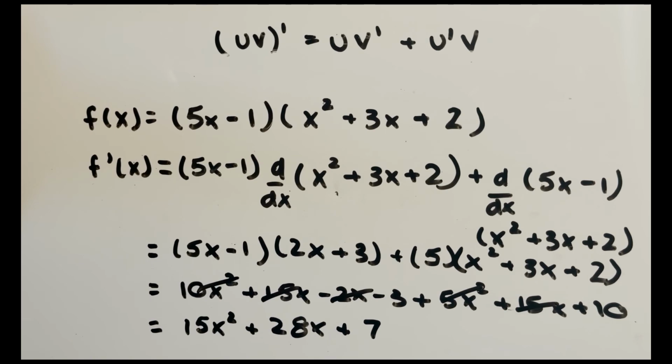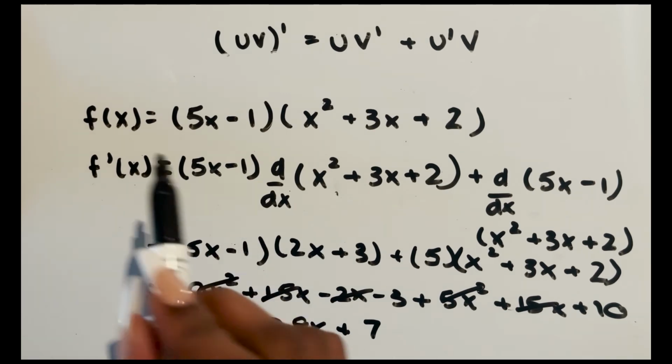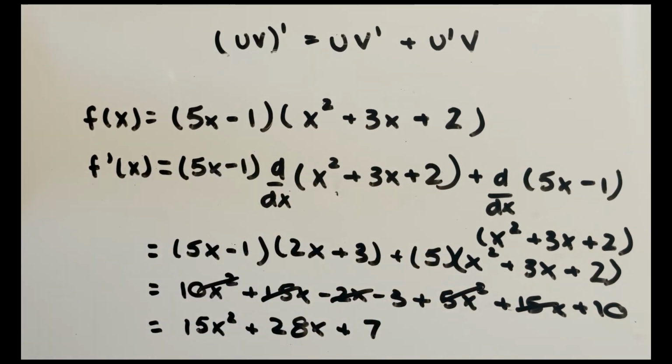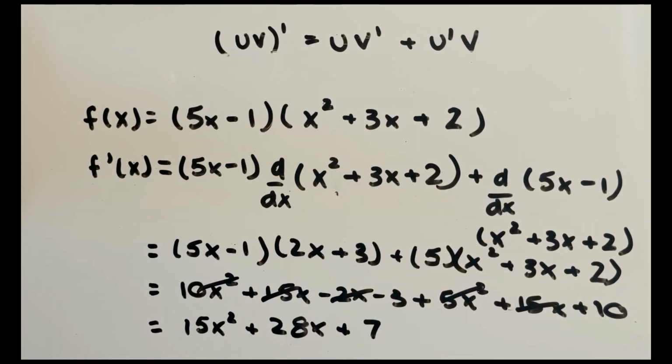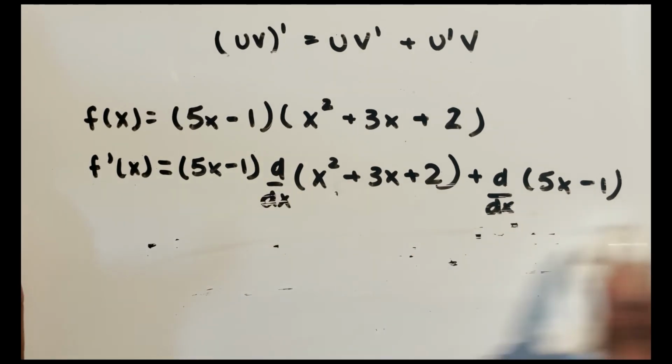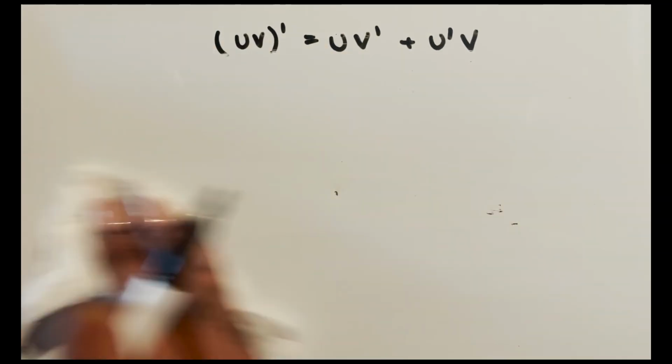So here we were able to find that the derivative of our original function, 5x minus 1 times x squared plus 3x plus 2 equals 15x squared plus 28x plus 7. So this is how we use the product rule formula to be able to find the derivative of a function that has terms that are being multiplied. So I'll leave you guys with an example to do on your own.